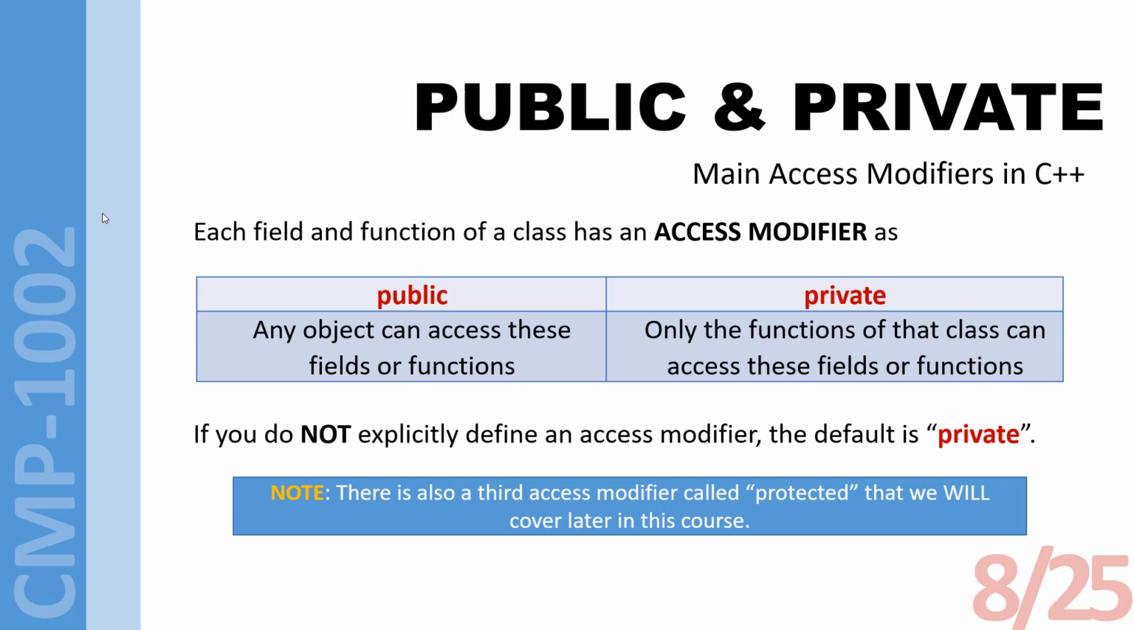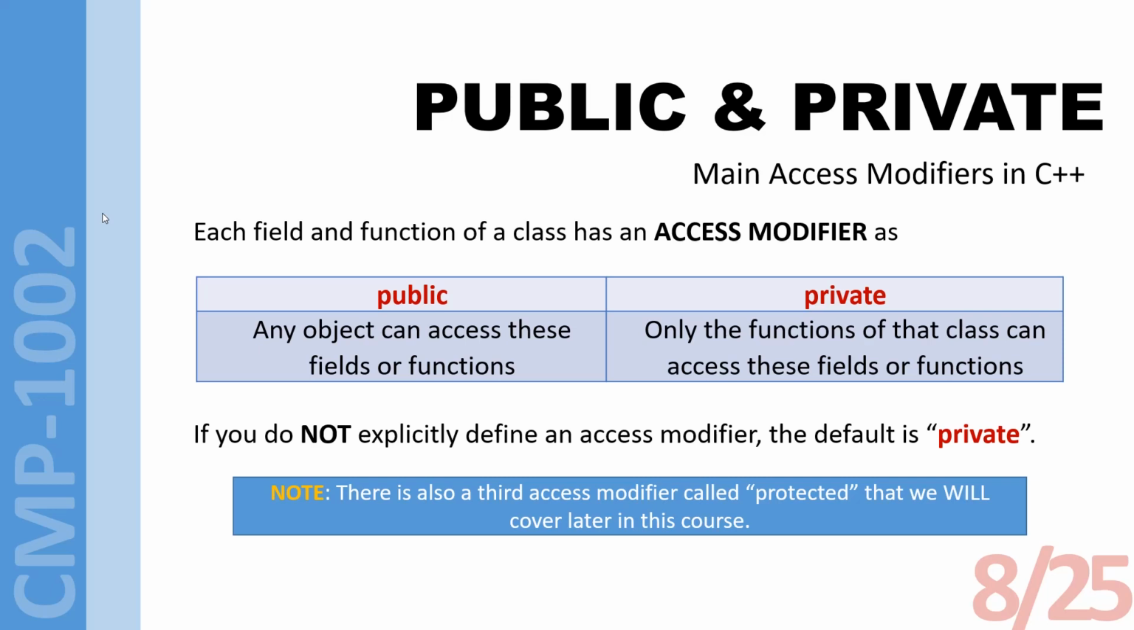Whenever you call any field or function a public thing, it means that any object, not just objects of this type, can access these fields or functions. But in the reverse, if you say a field or function is private, it means that only the functions of this particular class can access it. Nothing else can access or use these fields or functions.